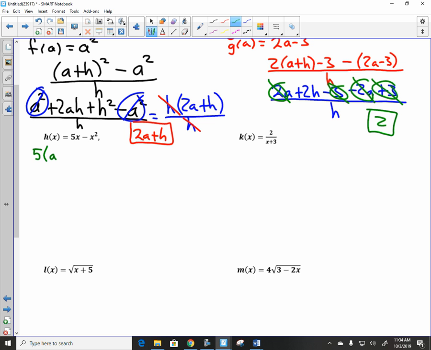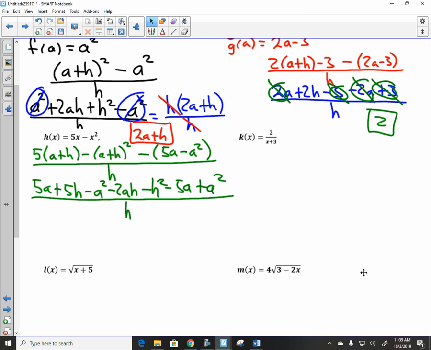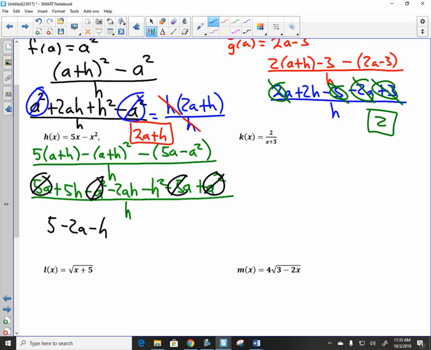You should have 5 times a plus h minus a plus h quantity squared, minus parentheses 5a minus a squared, all over h. Do you have that as a setup? Are there questions how I got any part of that? I then have 5a plus 5h minus a squared minus 2ah minus h squared. So I square a plus h, and then I distribute the negative through. Minus 5a plus a squared, all over h. Goodness, there's a lot of stuff there. What cancels? The 5a's, the a squareds, and everything else has an h divided off. You get 5 minus 2a minus h. That's the correct result.